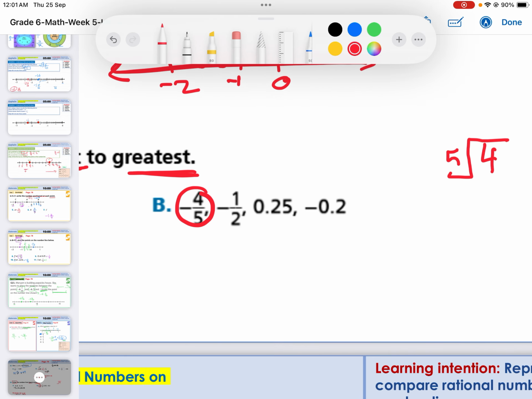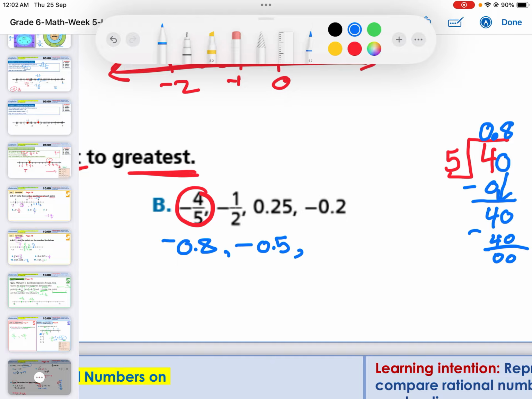This one is negative 0.5. This is one of the famous fractions. A half, this is how you write it: 0.5 or 0.50. But the zeros to the right of the decimal are not needed. So why write them? Next, you have 0.25. And now you have negative 0.2.